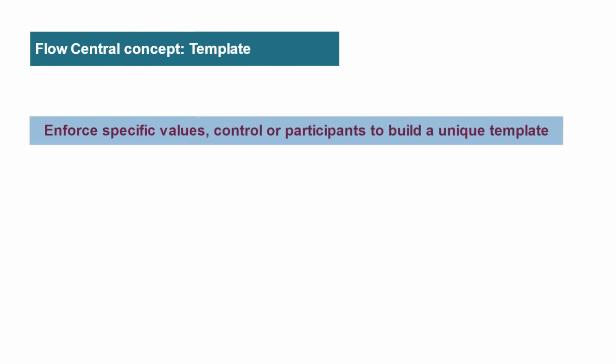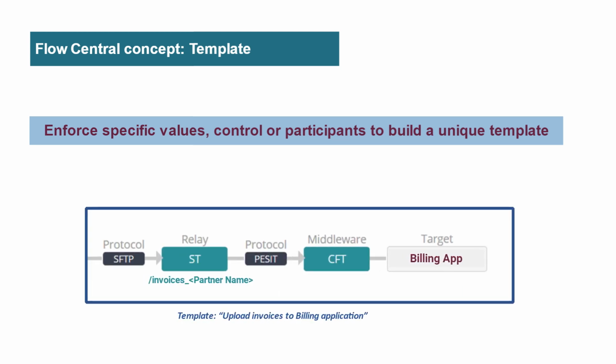A template, or flow template in Flow Central, is the instantiation of a flow pattern where you can override specific default values or add some controls on the information being passed over. You may also want to specify a particular set of participants, whether this is the source, the target, or any relay involved in the data flow. This can be seen as an MFT service, which complies to the operation of the selected pattern it's built on. You only need to create one template per type of business service.